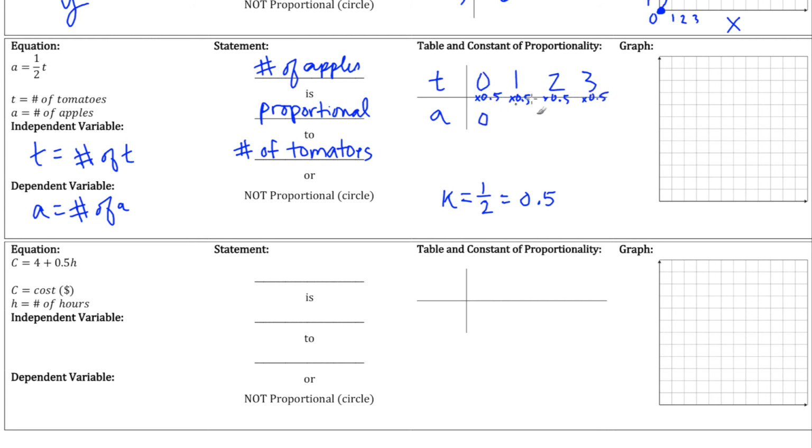0 times anything is 0. 1 times 0.5 is 0.5. 2 times 0.5 is 1. 3 times 0.5 is 1.5. And then, because there's a lot of decimals here, I'm just going to throw in another one right here. 4 times 0.5 is 2. So 0, 1, 2. Our dependent variable is number of apples, and our independent variable is the number of tomatoes. So 0, 0. Good so far, makes sense so far.